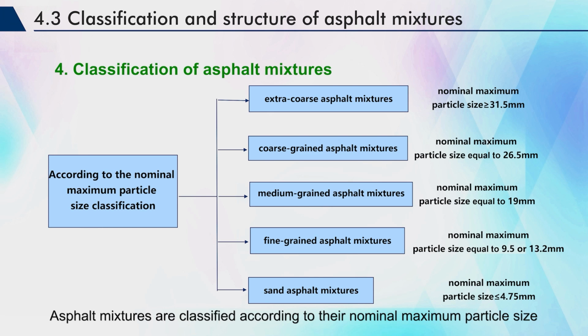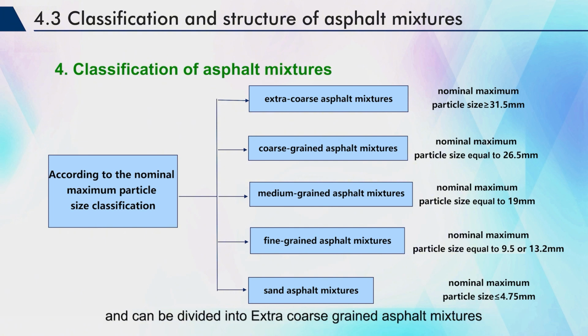Asphalt mixtures are classified according to their nominal maximum particle size and can be divided into extra coarse-grained asphalt mixtures, coarse-grained asphalt mixtures, medium-grained asphalt mixtures, fine-grained asphalt mixtures, and sand-type asphalt mixtures. Extra coarse asphalt mixture refers to asphalt mixture with a nominal maximum particle size equal to or greater than 31.5 millimeters.